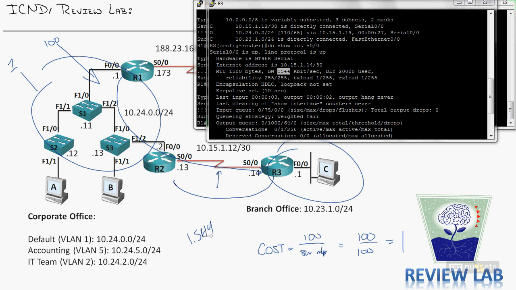1.544, does anyone know what kind of connection that is? Yes, you, sir? T1, you got it. That is a T1 line that router 3 believes this to be. Okay, so let's do a quick little calculator formula.